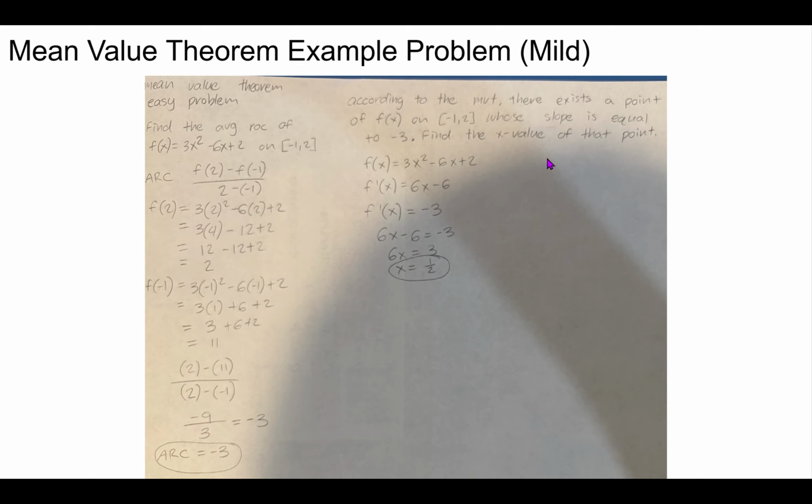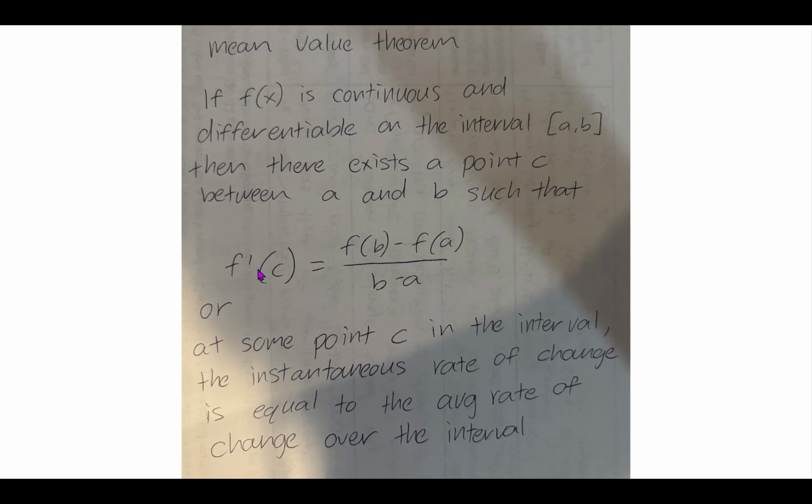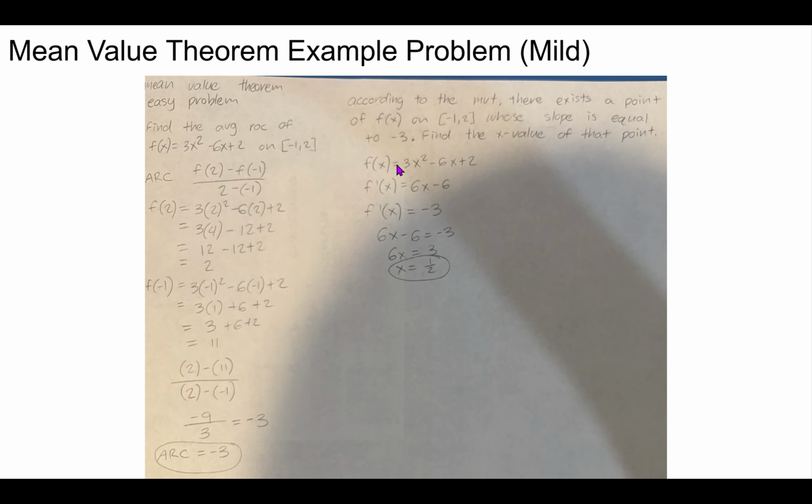So in order to find this point, as seen here, we need to take the derivative of f. So we have f of x equals 3x squared minus 6x plus 2. We take the derivative f prime of x, and we find that this is equal to 6x minus 6. But we're looking for the point x that gives us -3. So we set up the equation, f prime of x equals -3. 6x minus 6 equals -3, and after some arithmetic, we find that the x value is 1/2, meaning that the x value of the point whose slope is equal to -3 on this interval is 1/2.